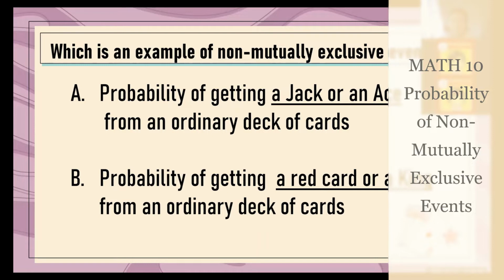Remember the table of the cards. And then letter B, probability of getting a red card or a king. Jack or ace, can you have common outcomes or common events?